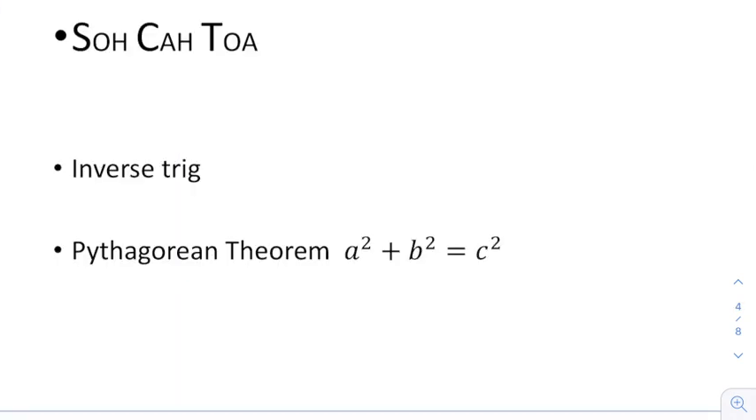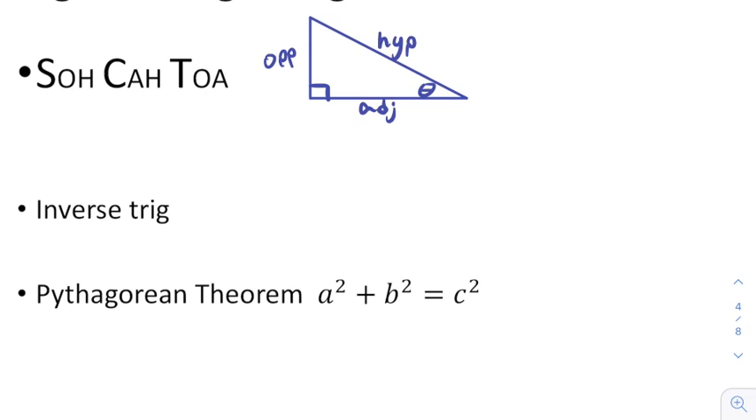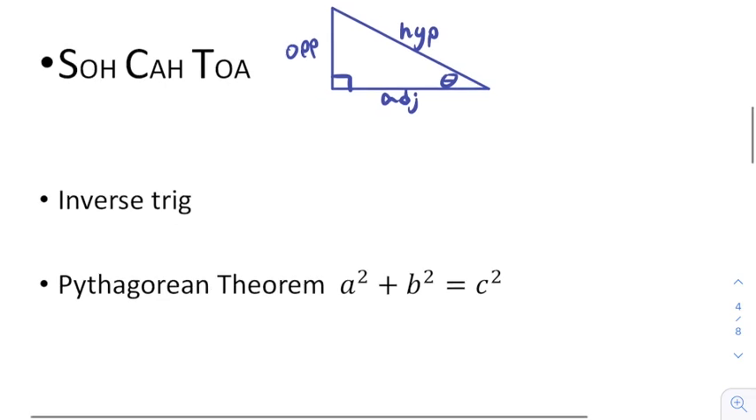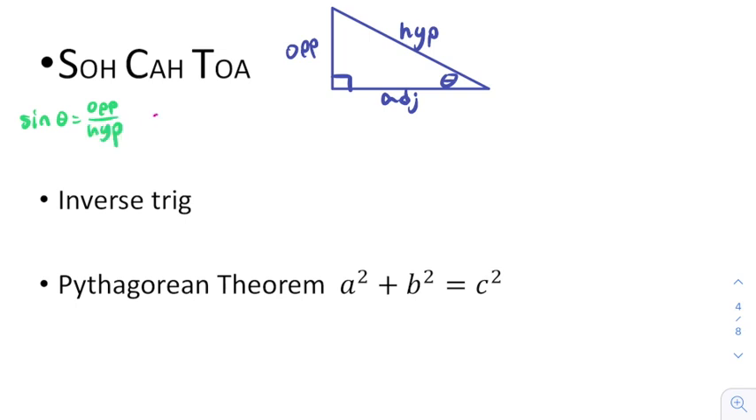The next thing we want to talk about is trigonometry. Remember basic right triangle trig. For a given angle within a right triangle, the sine equals the opposite over the hypotenuse, the cosine equals the adjacent over the hypotenuse, and the tangent equals the opposite over the adjacent. This can be summed up using the acronym SOHCAHTOA.